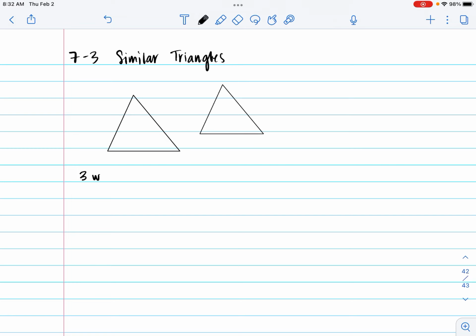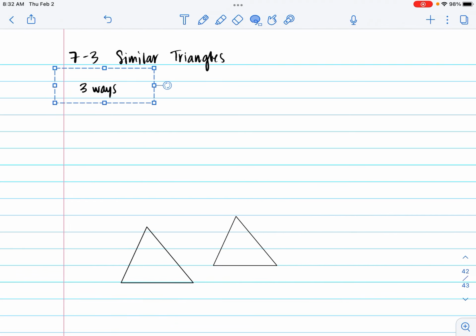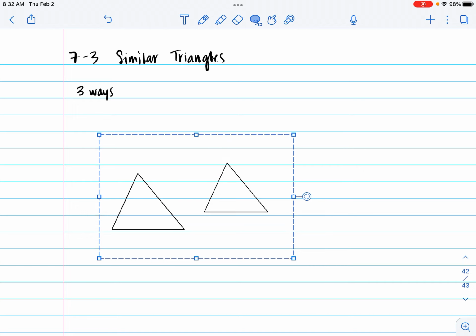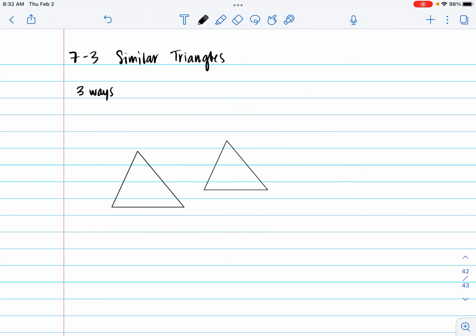So we're actually going to write 3 ways, and I'm going to keep these triangles up here as a reference. Actually, no, let's do this. I'm going to bring these down for the first example. So sorry if you already started drawing that. Let's shift this up here, right about there, so we should be fine. 3 ways to prove triangles are similar.